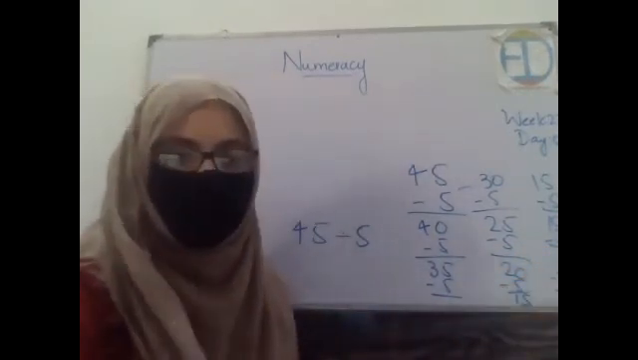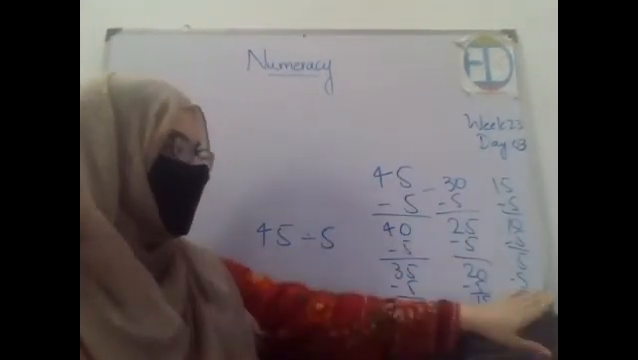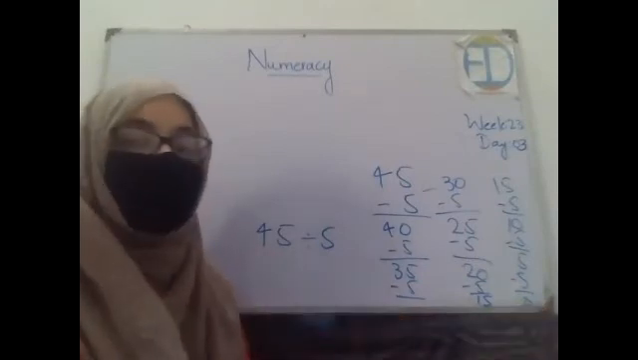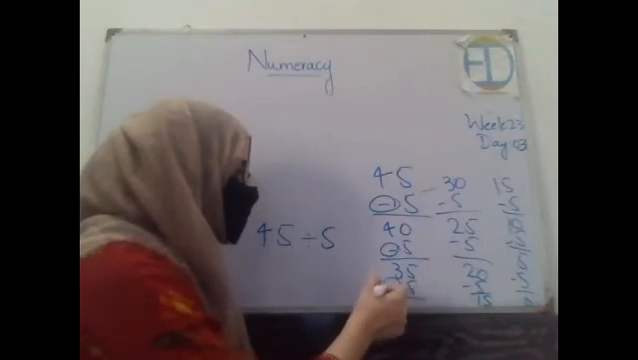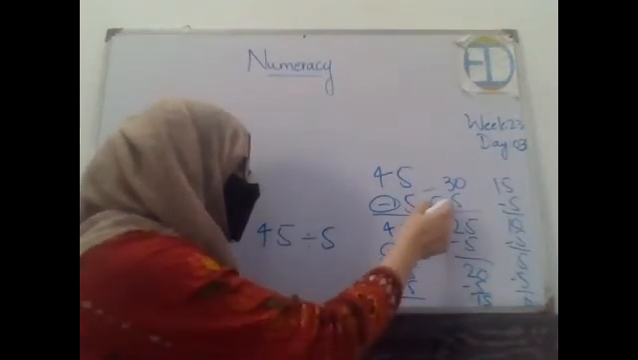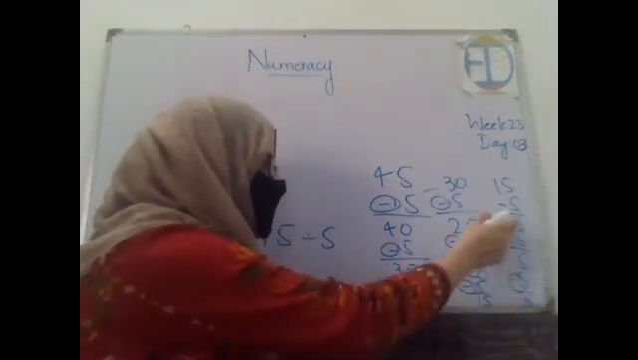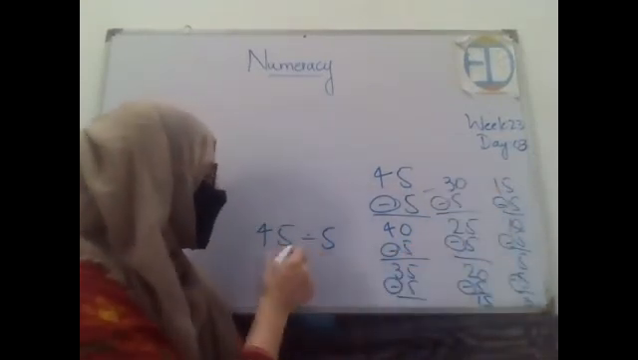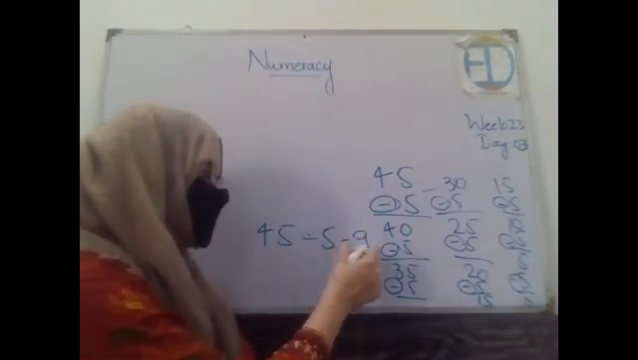So this was a whole process. We started from here and we reached there. Now you are supposed to check how many subtractions we have done. 1, 2, 3, 4, 5, 6, 7, 8, 9. This means that when we divide 45 by 5, the answer is 9.